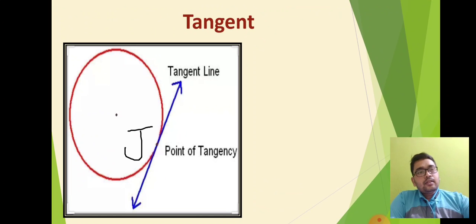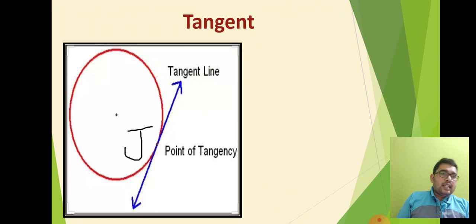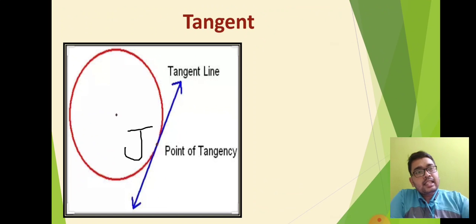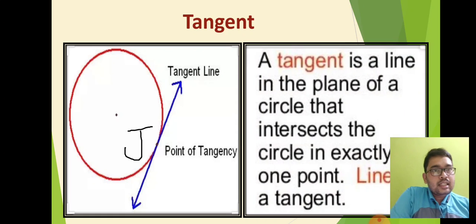The next is the tangent. It is not in your book, but you can understand the concept of tangent. A tangent is a line in the plane of a circle that intersects the circle in exactly one point only.